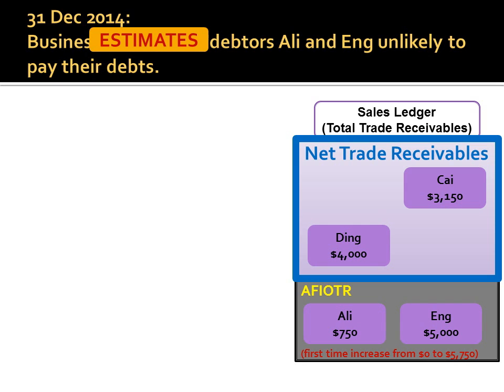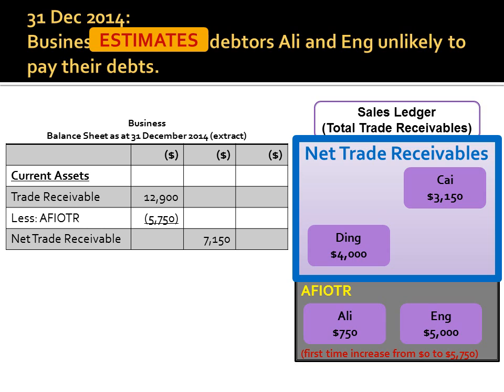The information shown by the picture on the right hand side can also be represented in the balance sheet. The total trade receivables of 12,900 is made up of the trade receivables Chai, Ding, Ali and Ing. In the allowance for impairment of trade receivables, it comprised of all the blacklisted customers. The net trade receivables mean that the business estimates that the 2 customers Ding and Chai are able to pay their debts in the next financial period.